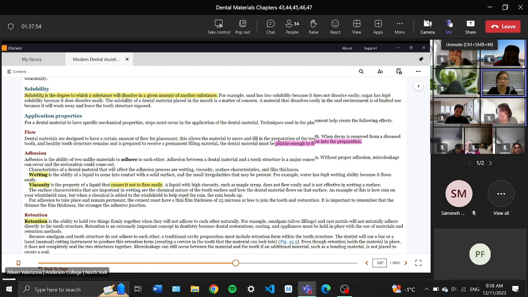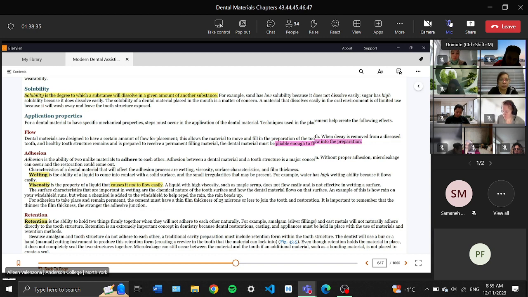Without proper adhesion, microleakage can occur and the restoration could come out. Again, when the dentist is choosing the right material, she wants to make sure that it will adhere to the tooth. There are a lot of cases where the dental materials come off and then the patient calls and makes an appointment. Oh, my filling fell out two days ago, can I come back? And then of course the dentist wants to find out what happened, and make sure once they bring it back, it will adhere properly.